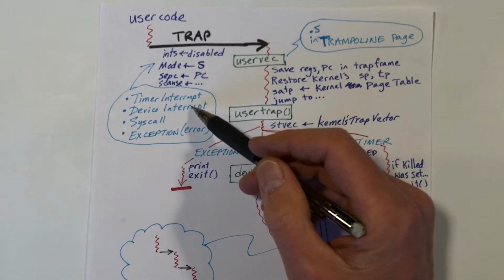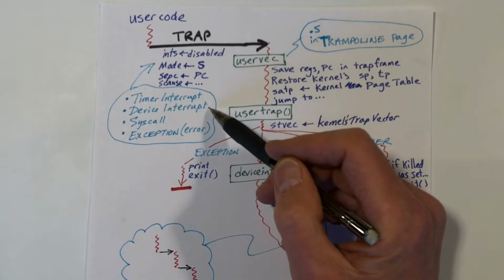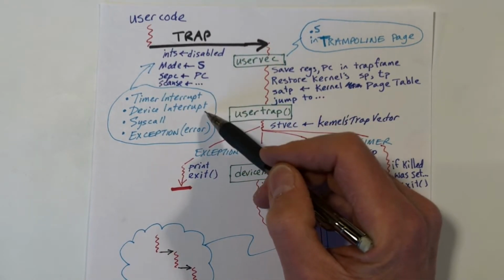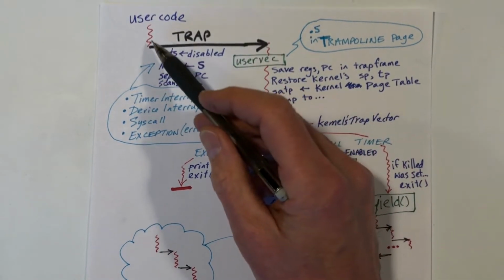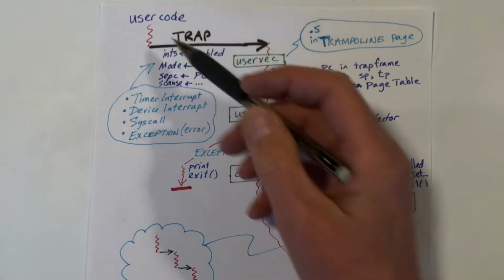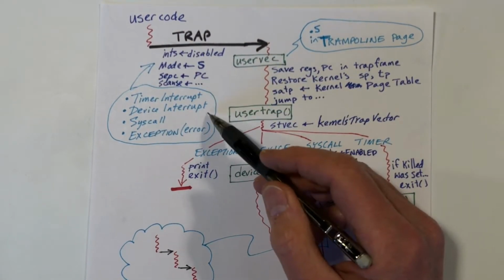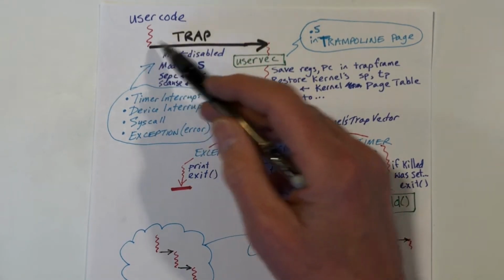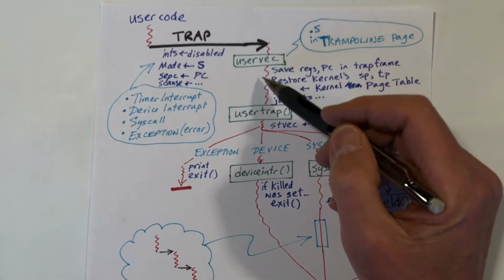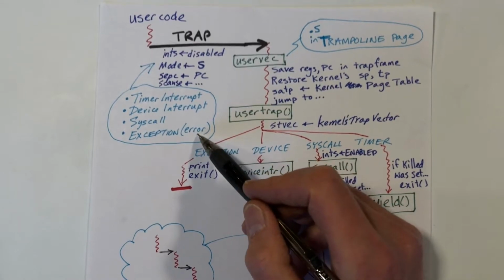It could be as a result of a timer interrupt or a device interrupt. Those are both asynchronous in the sense that they happen from outside the user code, and the user code will be unaware that they've occurred. Or it could be a system call. The user code might have asked for something from the kernel. Or it could be that the user code has some sort of an error condition.